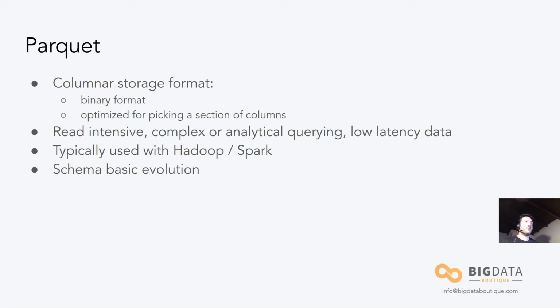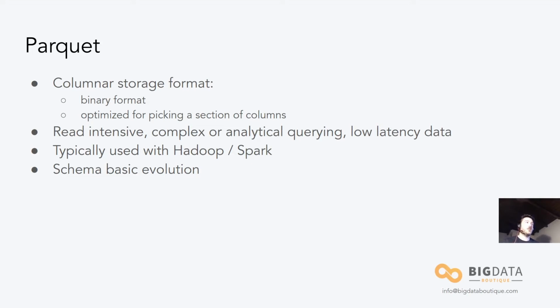The other popular format we have is Parquet. Parquet is extremely popular in the Hadoop ecosystem, and there is a reason for that. It's a columnar storage format. What this means is, first, it's a binary format. If you open a Parquet file, you are not going to understand anything. You need to deserialize it and transform it into a text format to be able to read what is inside.